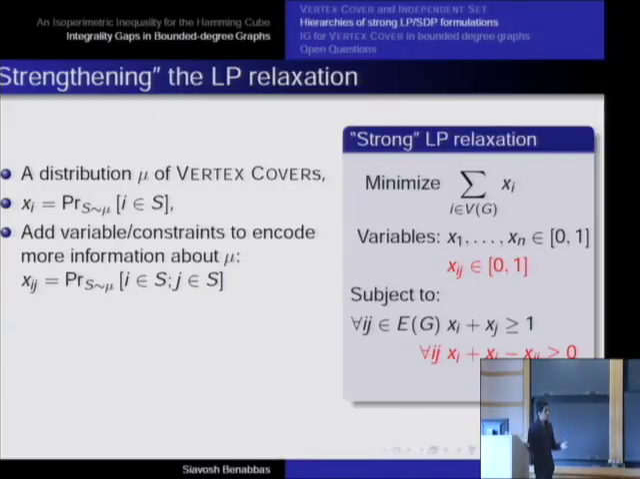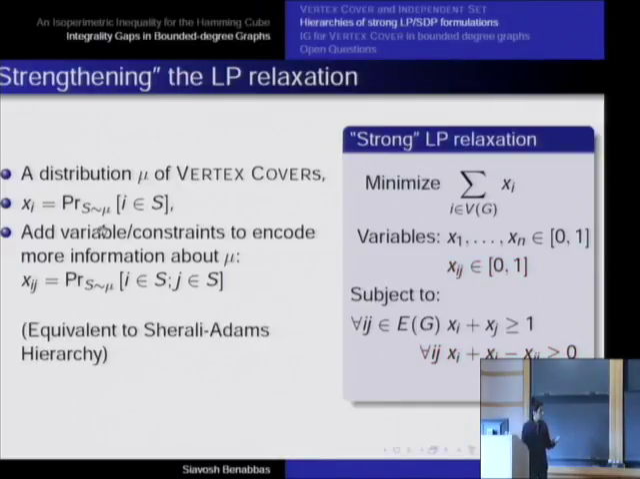So this will make the LP stronger because in principle there could be values for xi's where these xij's could never be defined in this way. So xi's that don't correspond to a distribution might be ruled out by this type of constraint. And in fact, you can say, okay, why would I stop at sets of two variables? I could add xijk's, which correspond to the probability that i and j and k are in the set, and so on and so forth. And if you continue to bigger and bigger sets, you get an equivalent formulation to the Sherali-Adams hierarchy. So you get something that is actually pretty strong if you go far enough.